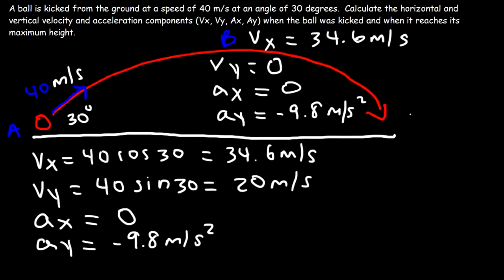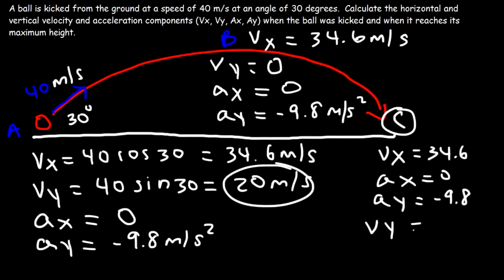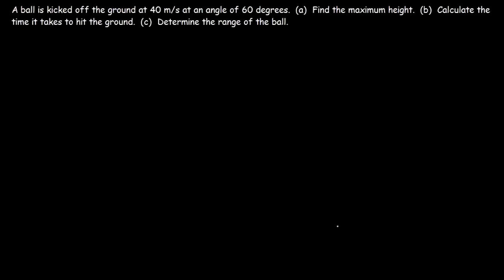Now if you need to find it at point C, Vx is going to be the same, 34.6. Ax and Ay will not change. The only thing that changes in this graph is Vy. Now Vy initially was 20 at point A. At point C, it's negative 20 because it's going down. But due to the symmetry of the graph, the magnitudes of these two will be the same at point A and point C. Only the sign is different.